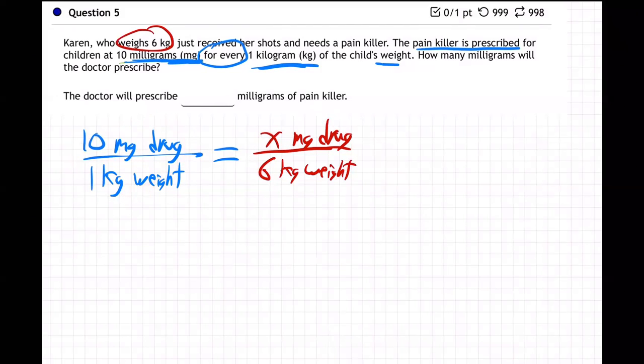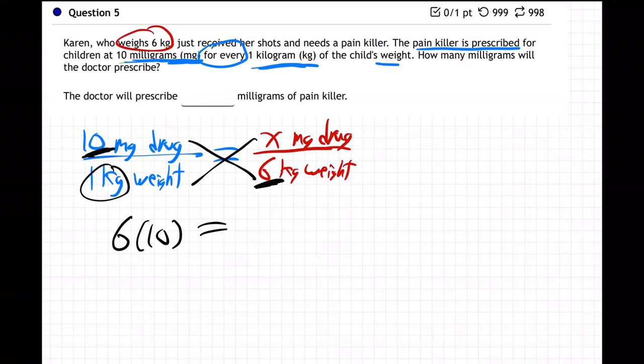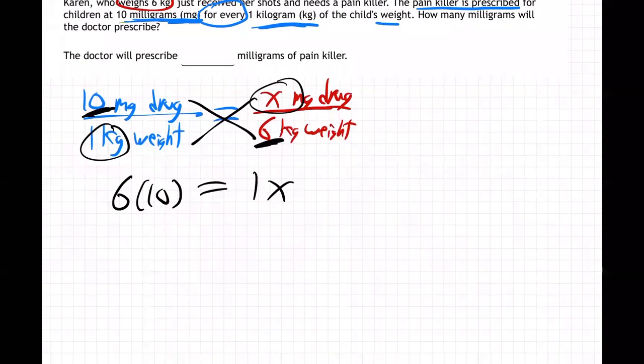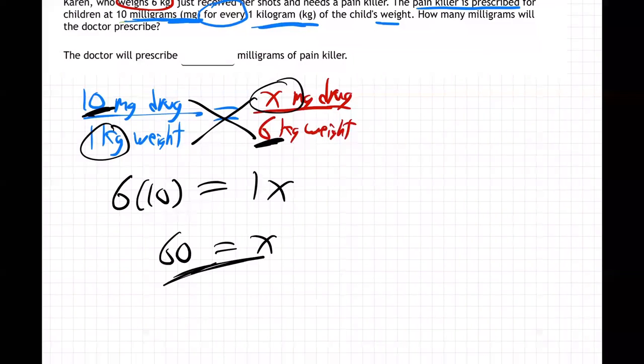Well, how do you solve two equal fractions? Diagonal, right? You cross multiply. So it's going to be 6 times 10, this 10 and this 6 multiply, equals the 1 and the X multiply, 1 times X. And so that means 1 times X is just X. 6 times 10 is just 60. We're done. X is 60, meaning X is 60 milligrams of the drug, 60 milligrams of the painkiller.